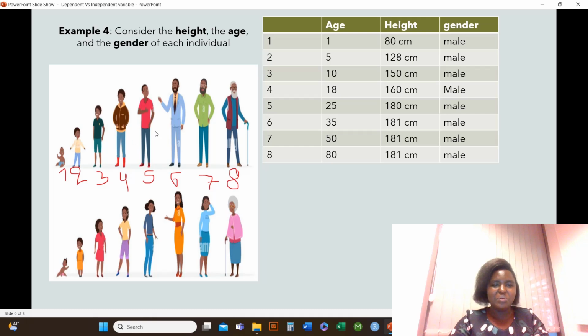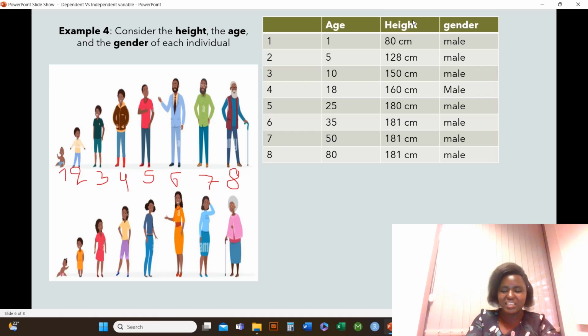Again, these people don't have the same height. We have shorter ones and taller ones in both groups. In this table we have, let's say, from 80 centimeters to 181 centimeters. So the height can vary in this range, at least for these people. Since the height takes different values, we can consider it a variable.